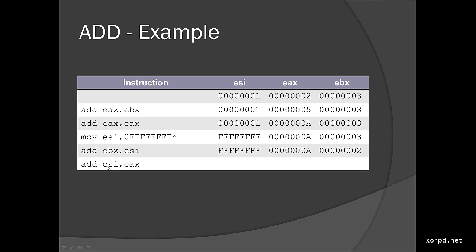Another interesting instruction, add ESI, EAX. We are going to add those two numbers, the F's and A, and put the result inside ESI. Again, we are going to get a similar effect. There is some interesting effect for adding with this number, which is equivalent to decreasing by 1. We expect to get something like 9, which we get.